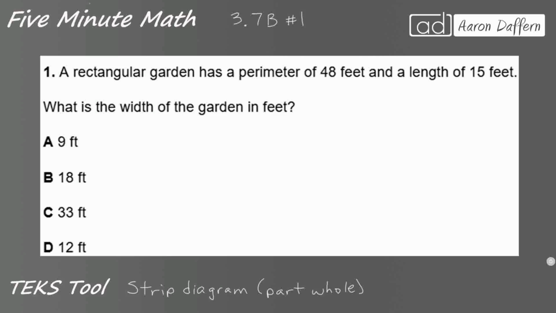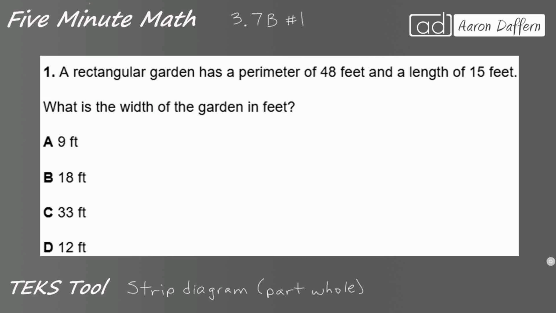Today we are looking at the TEKS tool strip diagram, specifically part whole. We are looking at an item related to 3.7b, and we'll do it in 5 minutes or less. If you haven't done so already, please take a moment to pause the video, work this problem out on your own, unpause it, and we will look at our answers together.